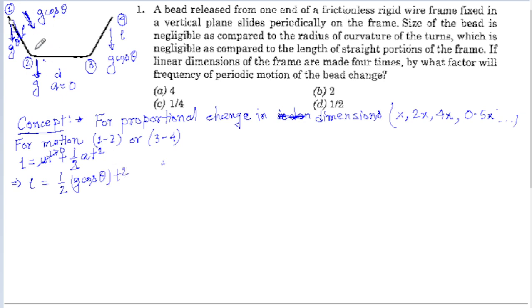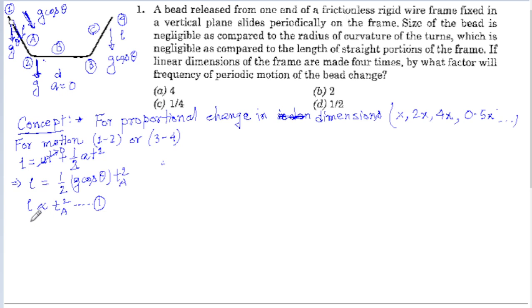Let this be our segment A, this is our segment B, this is our segment C. For segment A, let the time taken be TA, so we can say L is proportional to TA square. Let this be our equation number 1. The same thing will happen or repeat for the segment 3 to 4, or for the portion C.